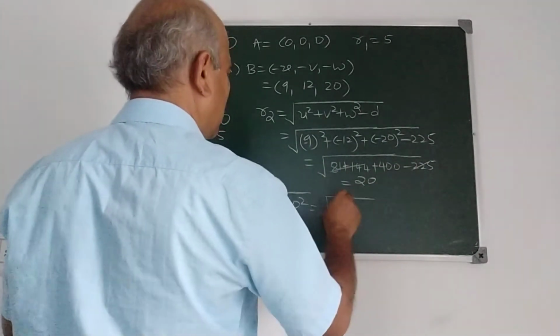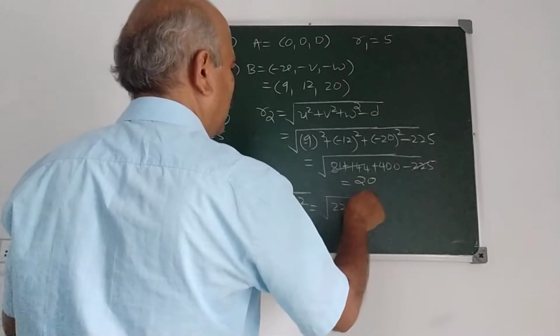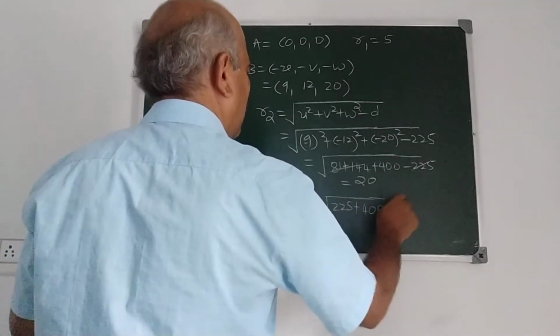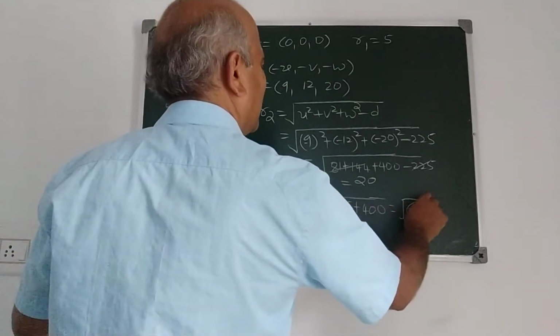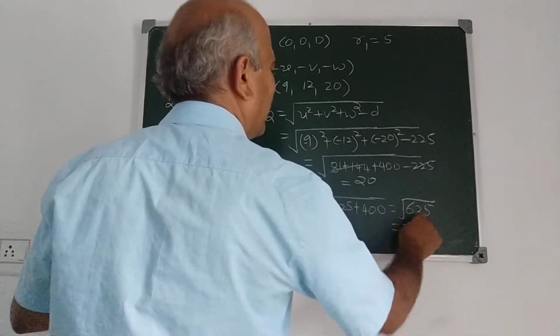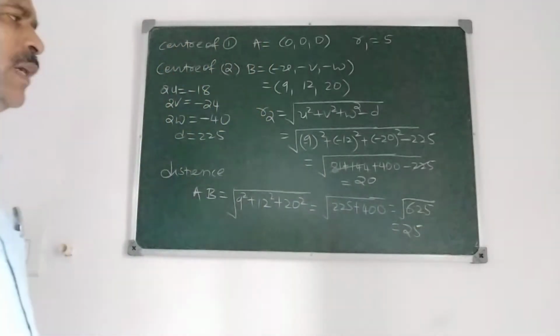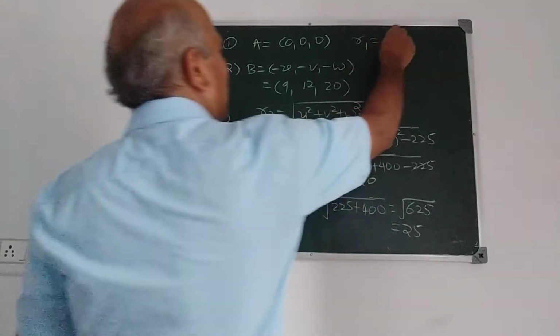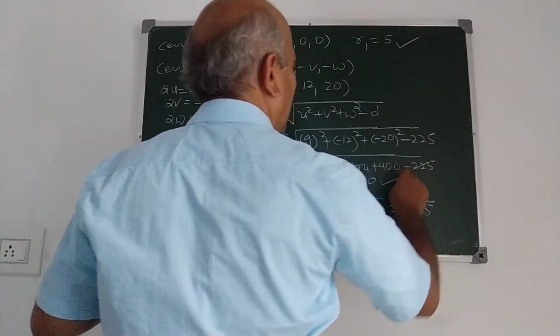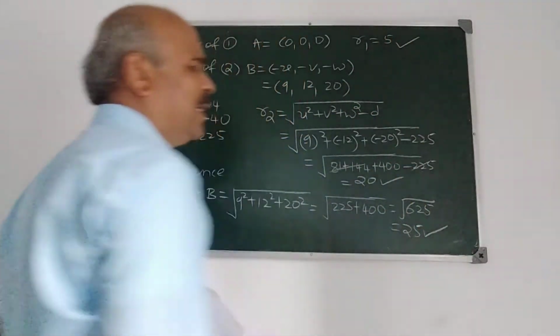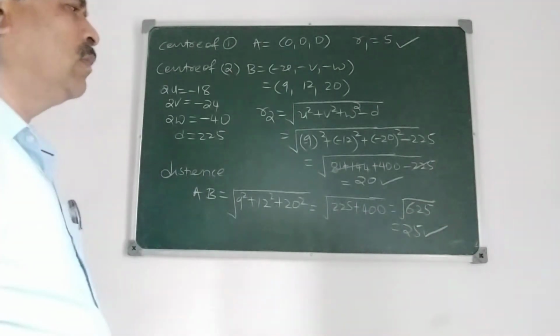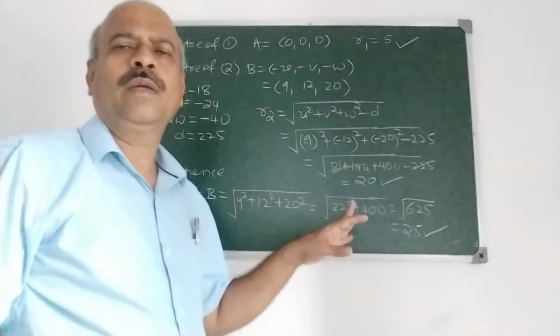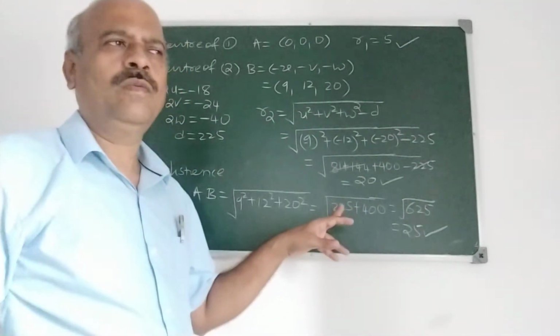What is this? 225 plus 400 is therefore the square root of 625. Is it 25? 25. Now see this. R1 is 5, R2 is 20, AB is 25. Now what do you observe here? What do you find out?